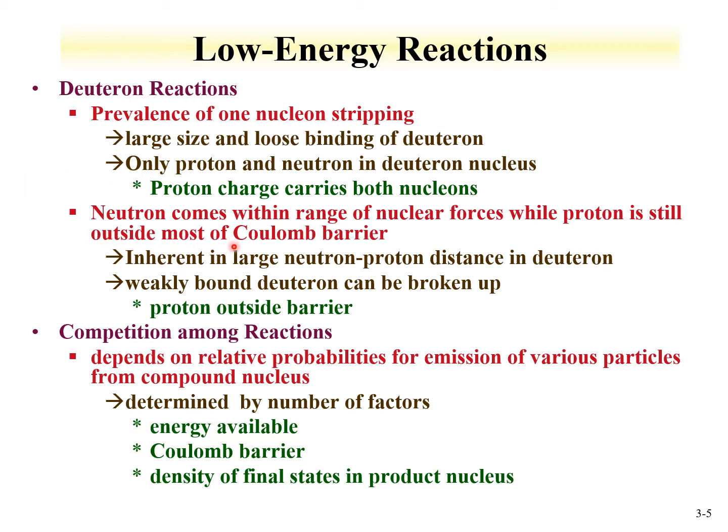Some of these reactions can actually occur where the neutron can penetrate the nuclear barrier while the proton is still outside most of the Coulomb barrier. This is due to the fact that there's an inherent large neutron-proton distance in deuterium. This weakly bound nucleus, H-2, can be broken up. The proton remains outside the barrier. So it's a way of having neutron reactions that exploit the charge of the proton, so you can fundamentally have these neutron-based reactions in an accelerator.